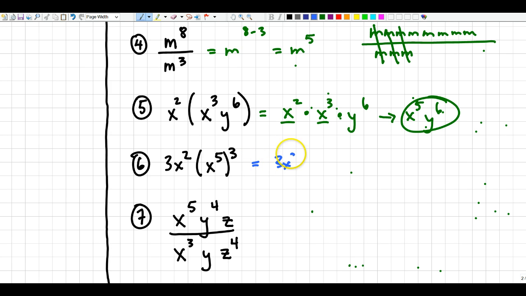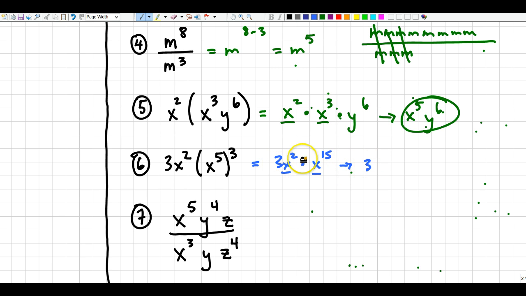So my 3x squared is just going to sit there for a little bit while I figure out x to the 5 to the 3. Here I'm going to multiply the powers together, so I end up getting x to the 15 there. Now I've got two bases that are the same, so now I'm going to add the powers together.